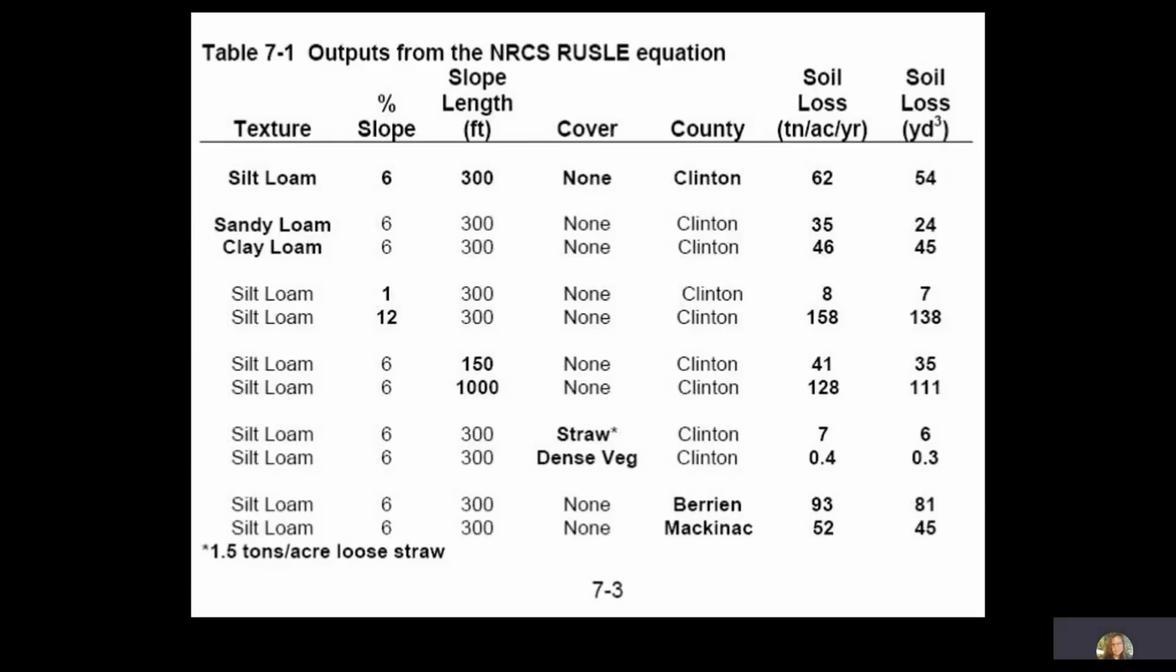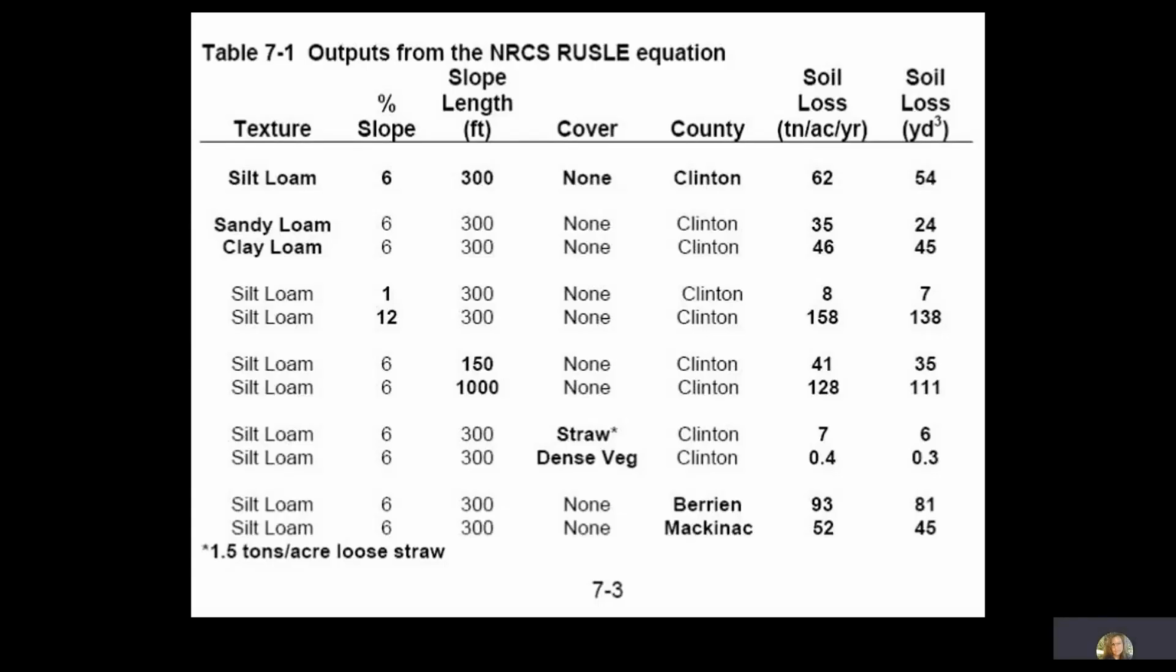The first row of the table is considered the baseline. Subsequent rows below have factors that are changed from the baseline information, and those changes are shown in bolded print. Take note of how changes in individual factors can change the amount of soil loss that can be expected to occur. Let's take a look at the silt loam in the first row.